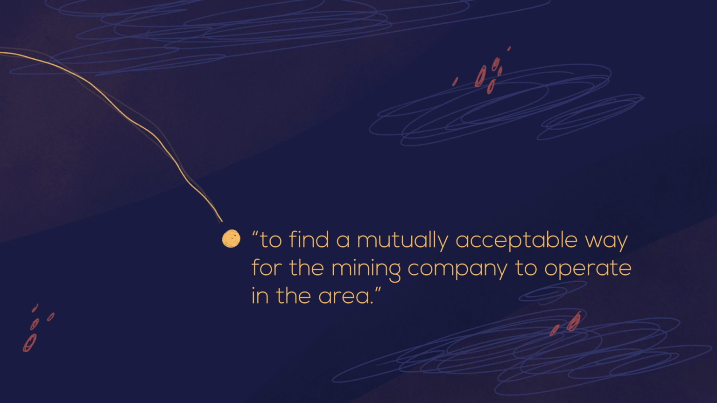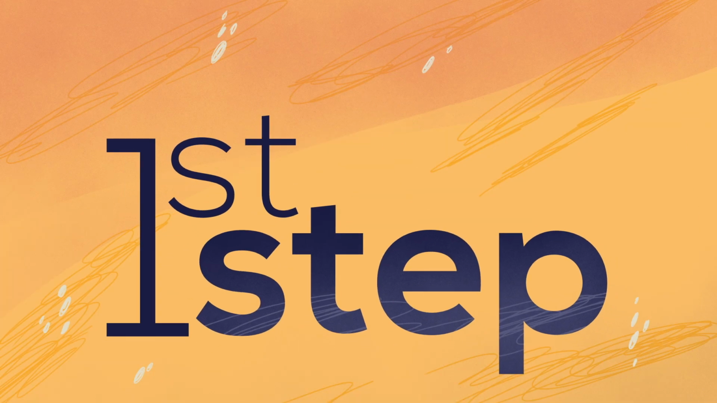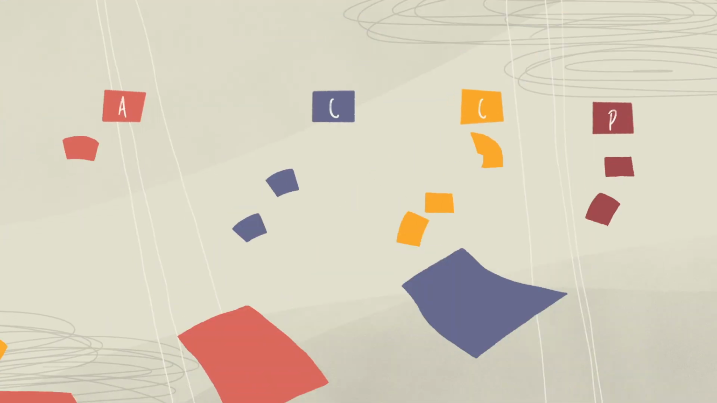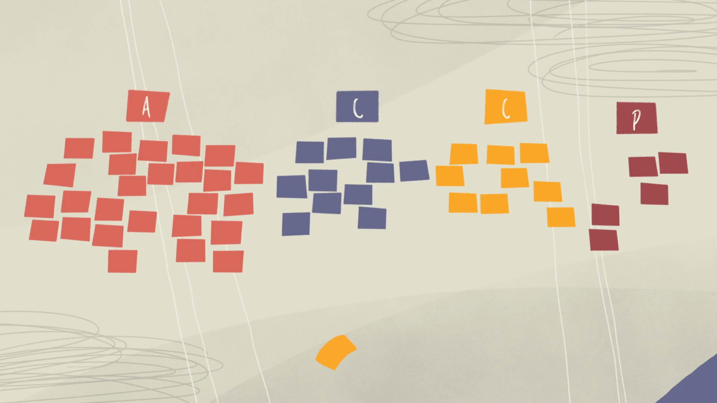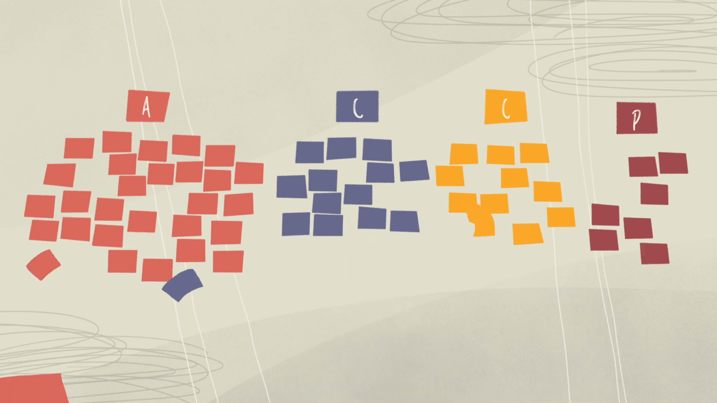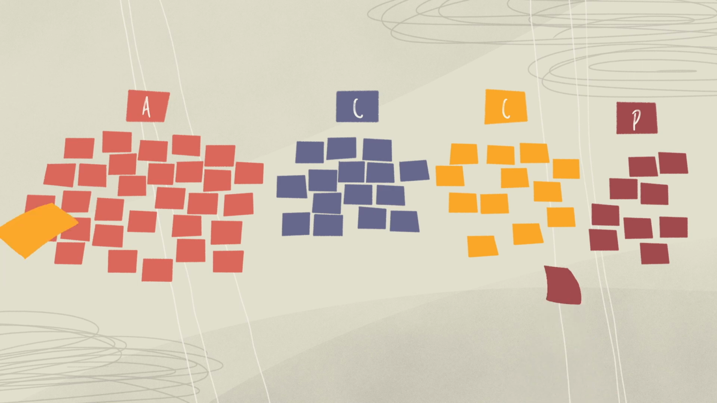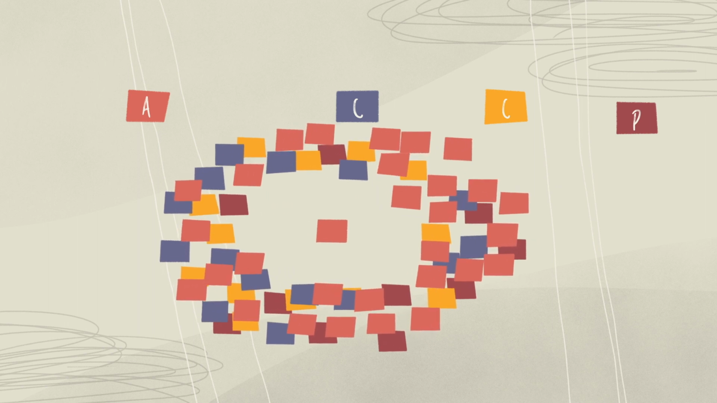in the area. After setting the objective, the first step in doing an ACCP analysis is to lay things out flat by mapping 4 baskets of information about the conflict: actors, content, context, and process. At this stage, it is better to have too much than too little information, so be as detailed as you can. Always keep in mind that things that might seem less important now may become relevant later.